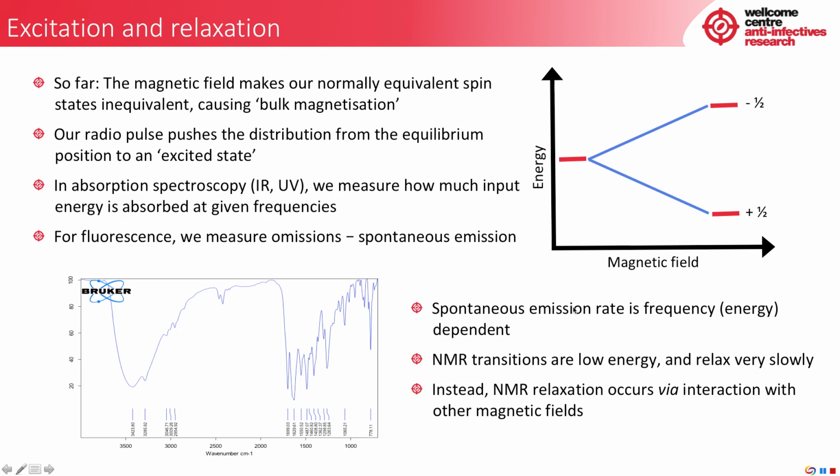This is a sort of general feature, actually: spontaneous emission being somewhat slow, and it is actually energy dependent. It's dependent on the inverse cube of the energy. And NMR transitions are quite low in energy, and therefore spontaneous relaxation is actually very slow. Instead, relaxation occurs via interaction with other magnetic fields, be it imperfection in the NMR field or the presence of other magnetic fields from other nuclei nearby.